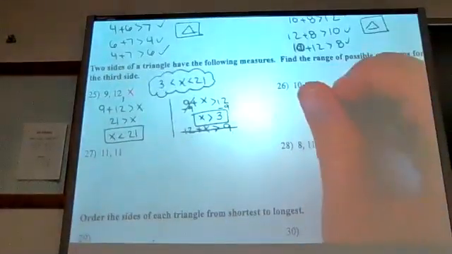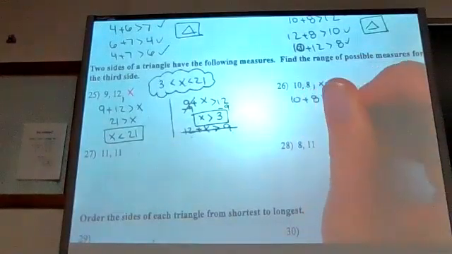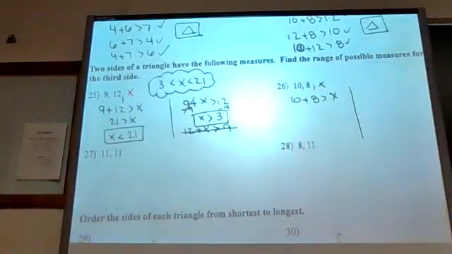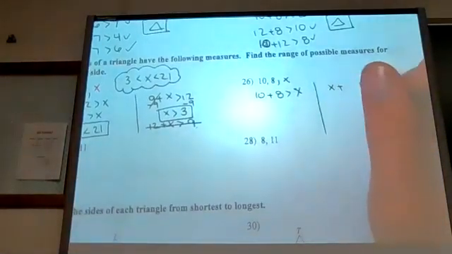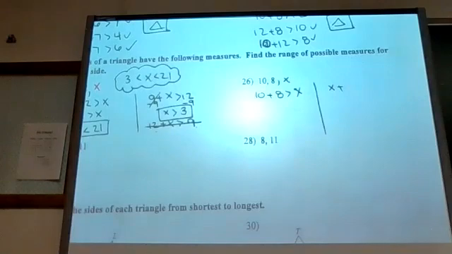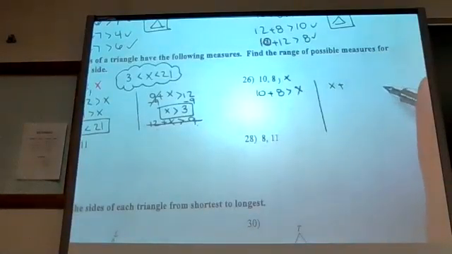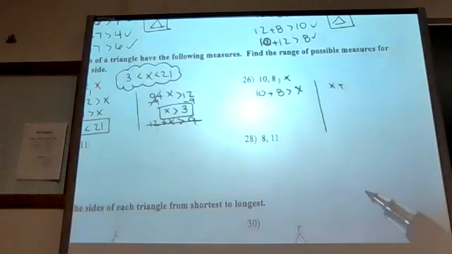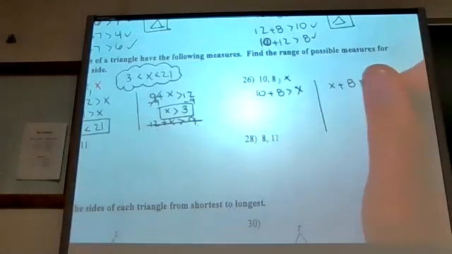Same idea on 26, I'm going to have this third side here. So I have 10 plus 8 has to be greater than X. What's the other inequality that I have to consider? X plus what? Which side do I need to look at? X plus 8 or X plus 10? X plus 8, because 8's the smaller of those two sides.